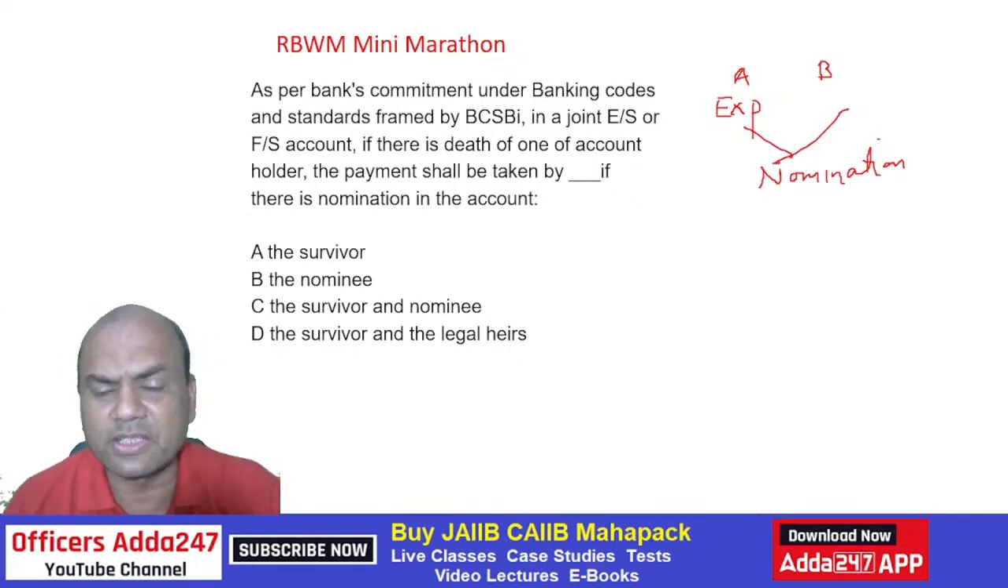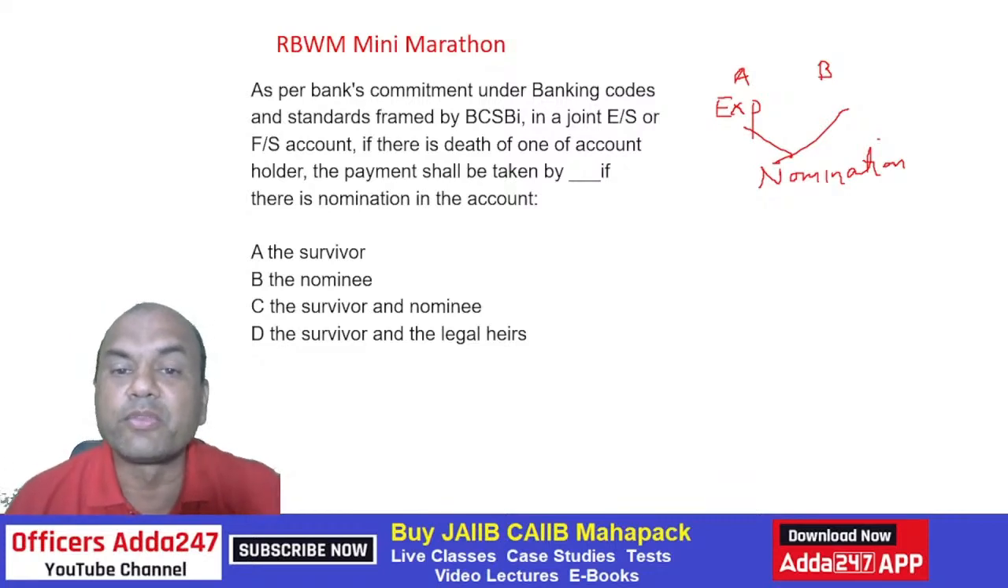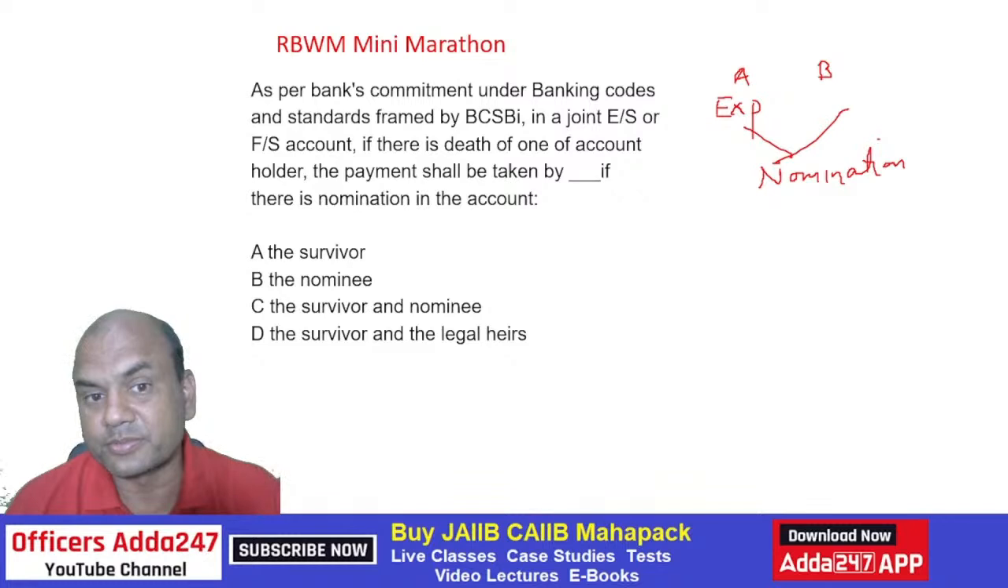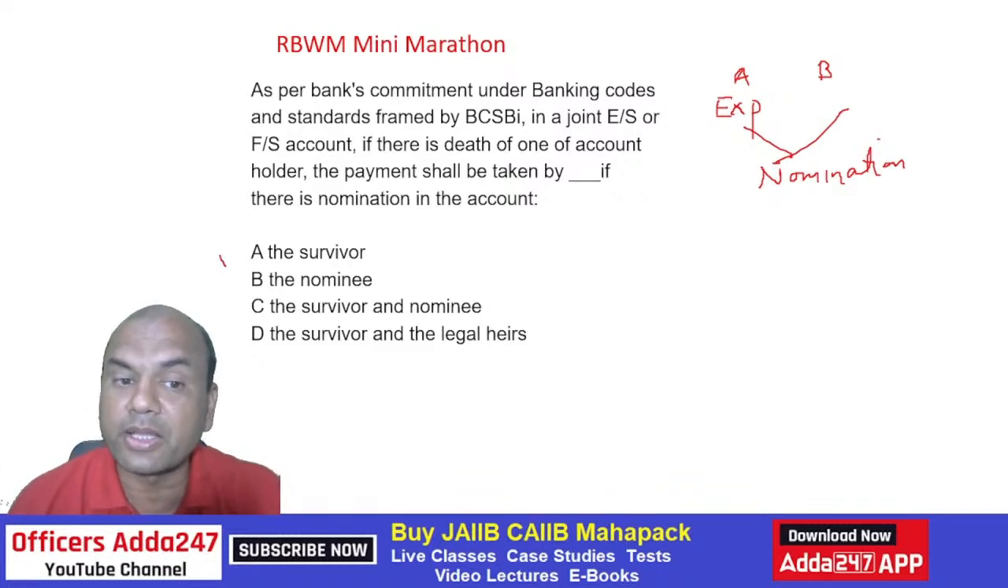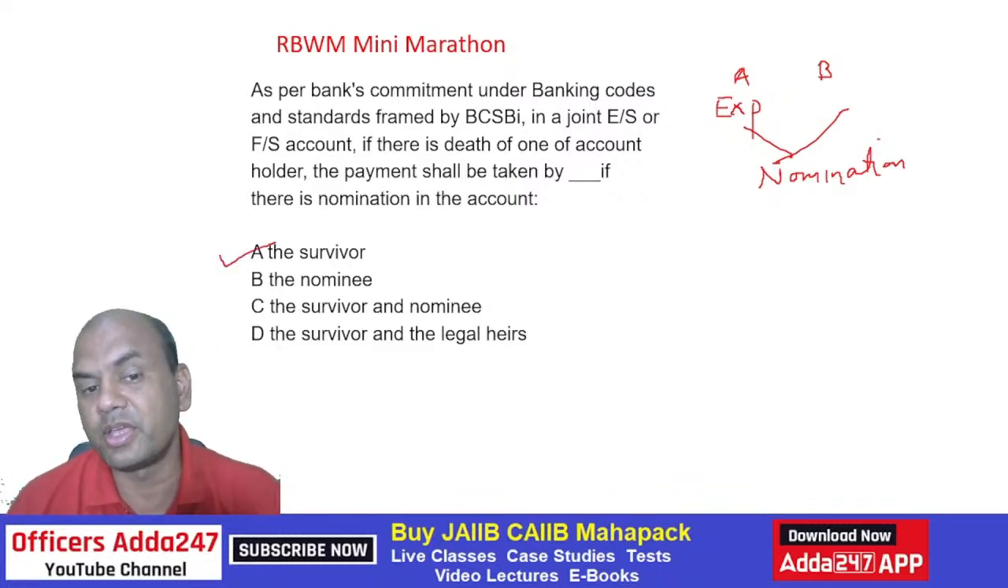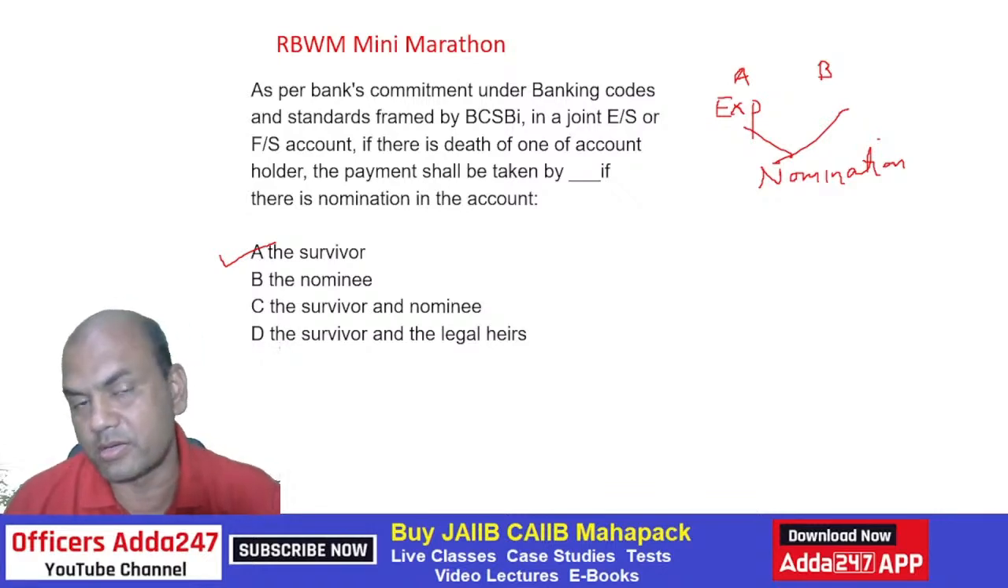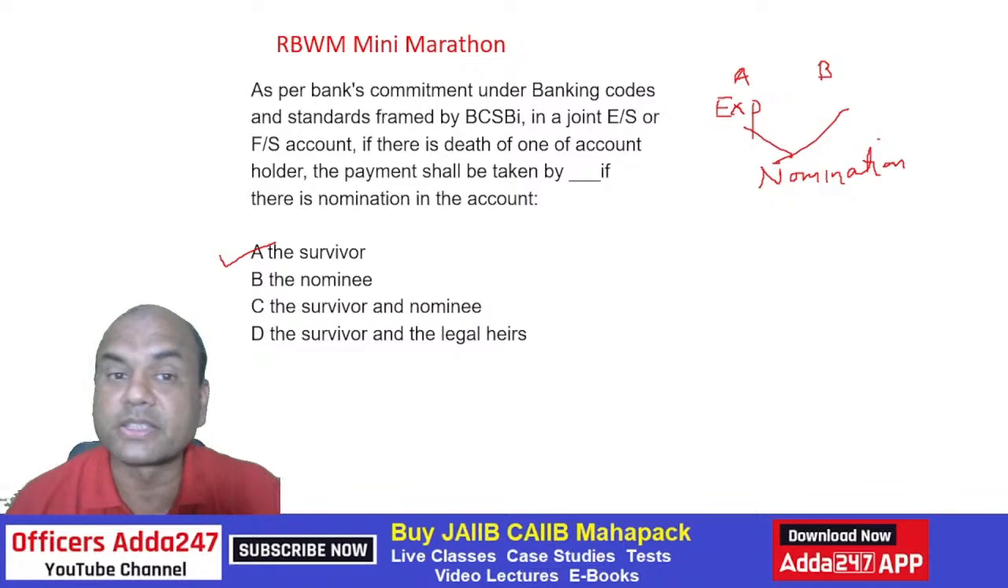Isn't it twisted? So remember, when one of them has expired, the payment shall be taken by whom? There is a nomination in that account, but only one has expired. So the payment will be taken by the survivor. The nominee's case arises when both of them expire. In that case, only the nominee's case arises.